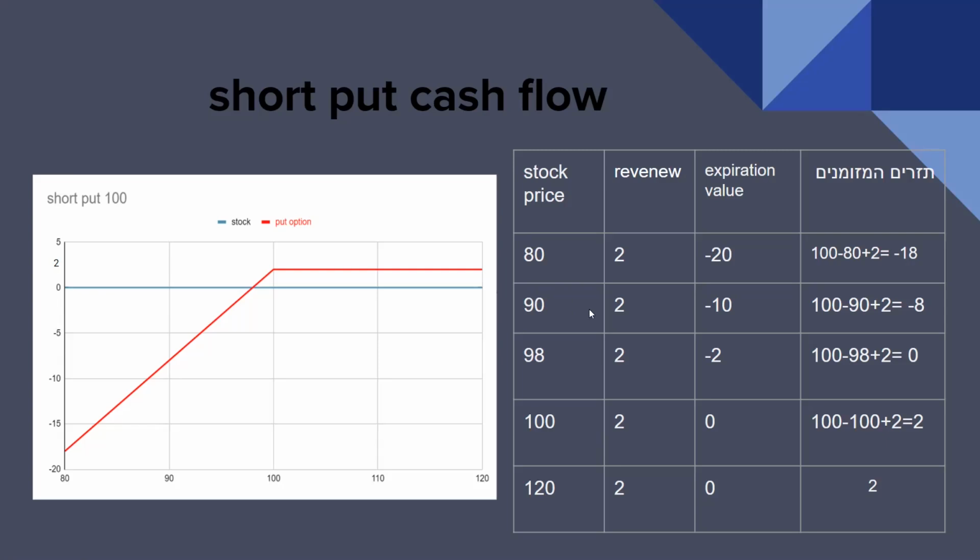It goes the same at 90. This time you lost just a little bit less because the expiration value is minus 10, and you still got your $2 revenue from selling this option. Then that means that your total loss is going to be minus 8.